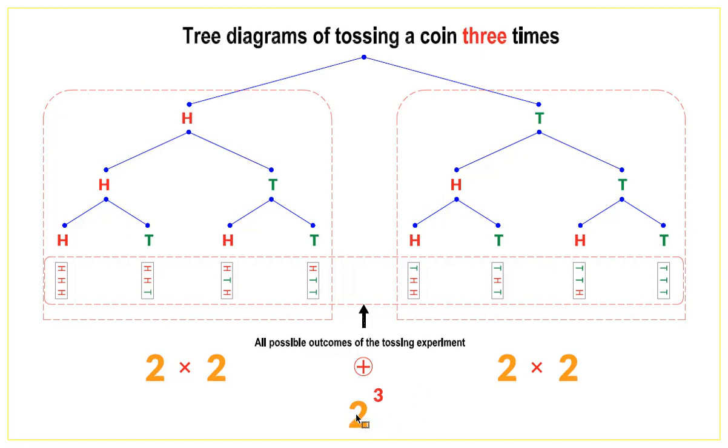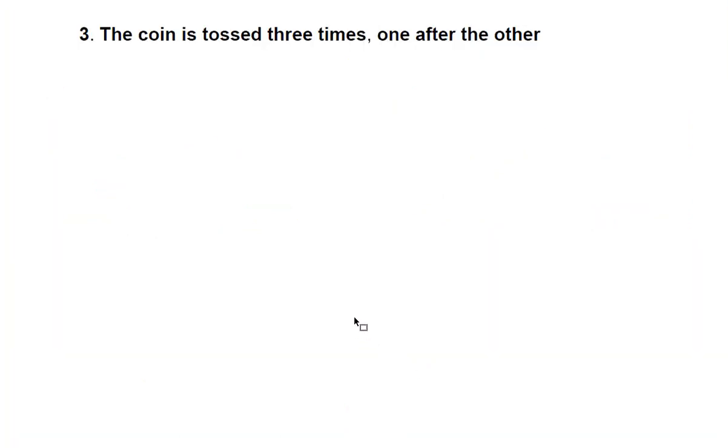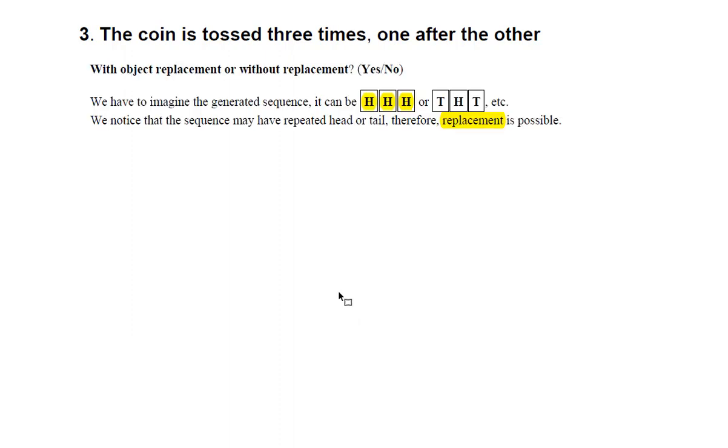N is equal to 2, which is the number of objects, and R is equal to 3, which is the number of letters in the generated sequence. So here THH has 3 letters, and this number 3 is the number of letters in the sequence. So we are going now to solve it using the permutation formula.